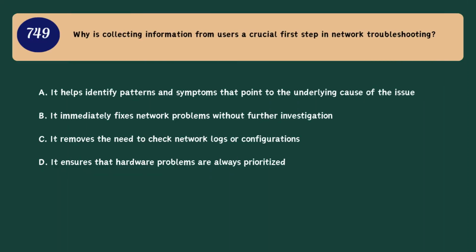Question 749. Why is collecting information from users a crucial first step in network troubleshooting? A. It helps identify patterns and symptoms that point to the underlying cause of the issue. B. It immediately fixes network problems without further investigation. C. It removes the need to check network logs or configurations. D. It ensures that hardware problems are always prioritized.